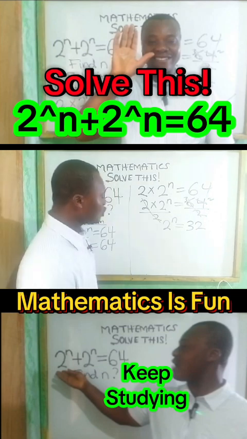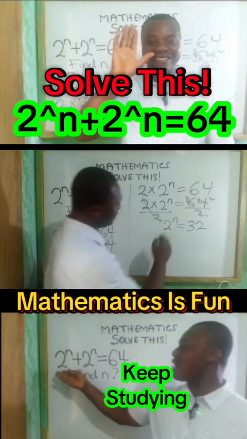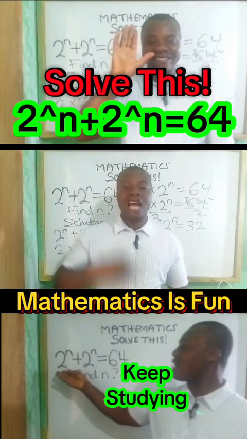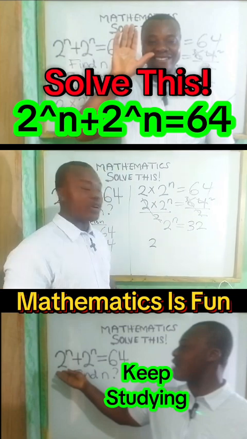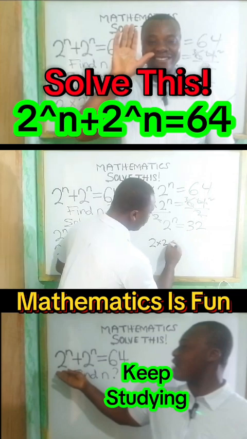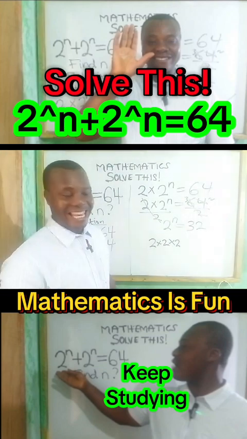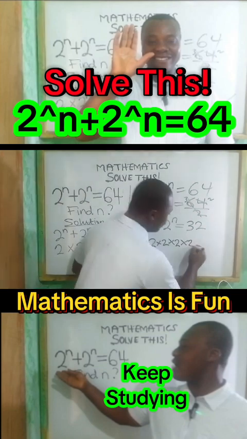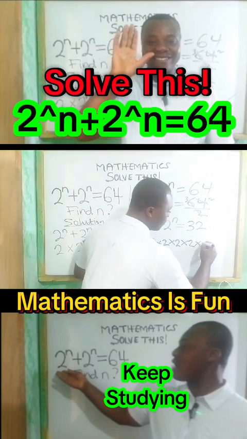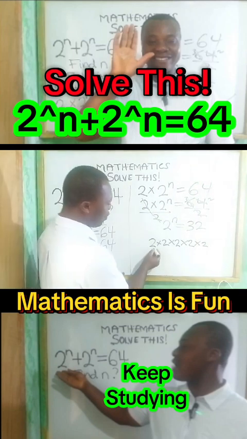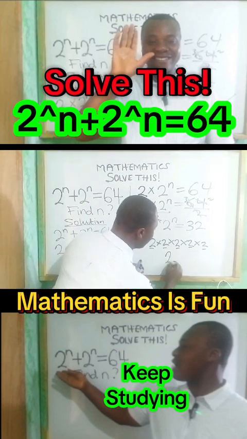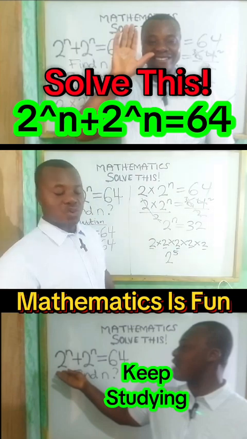Then you can have your subject as the exponent equal to the answer as the exponent for the second one. So now, let's multiply 2 times 2 up to a number that will give us 32. So 2 times 2 will give us 4. 4 times 2 will give us 8. 8 times 2 will give us 16. 16 times 2 will give us 32. So we are having 1, 2, 3, 4, 5. So meaning it's going to be 2 raised to the power 5. That is what it means.